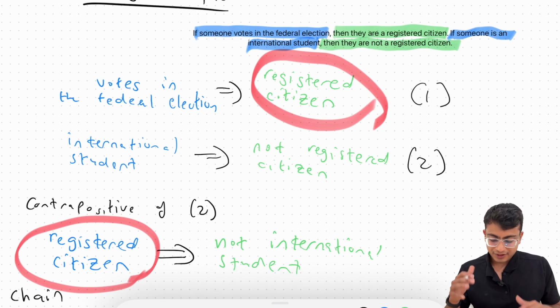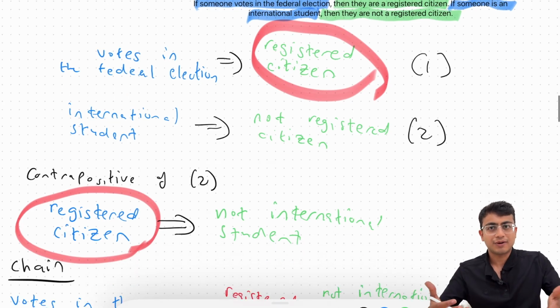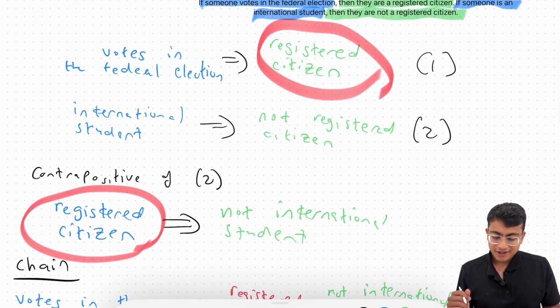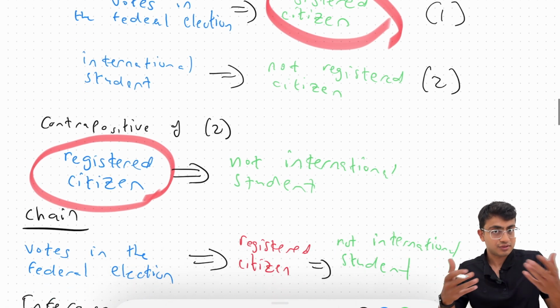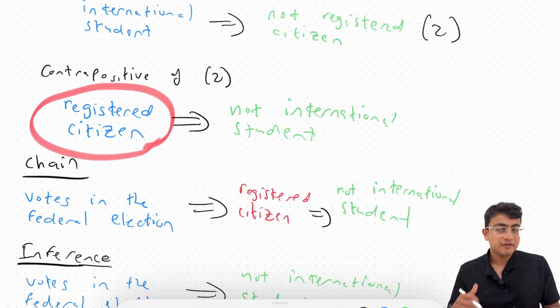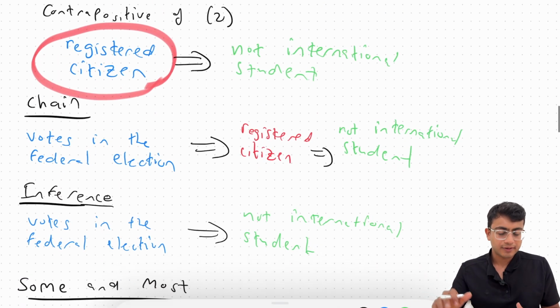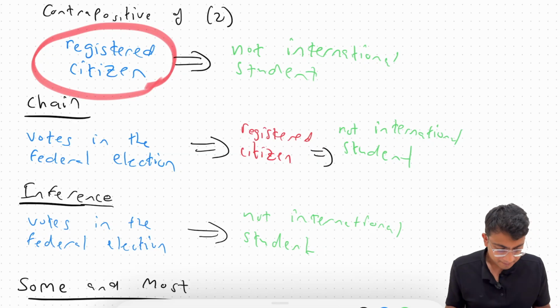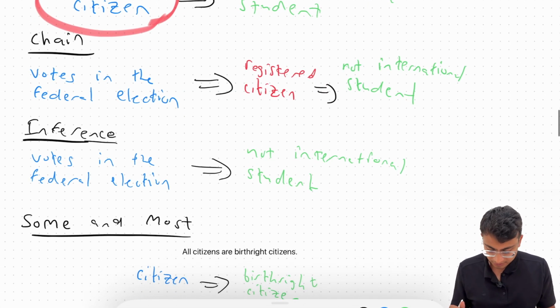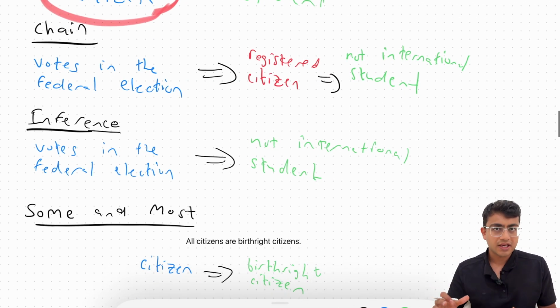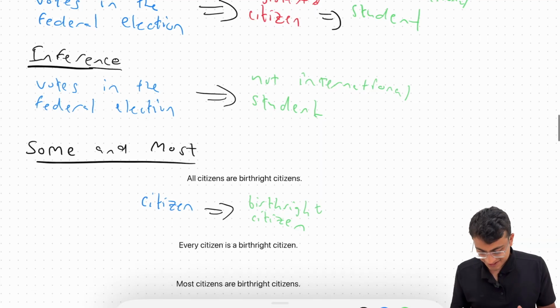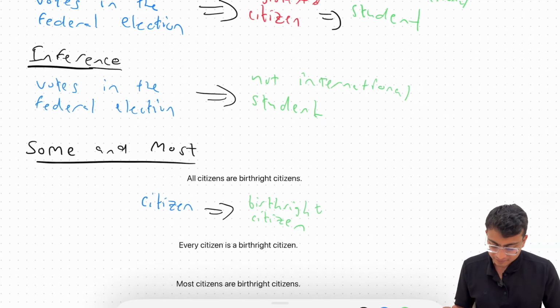And hopefully you guys now understand why I taught you the contrapositive in the first place, that it's going to be super useful to make these chains and to get inferences from it. And we'll be doing that time and time again on the LSAT. Okay, feel free to take a break now if you want, but next we'll be talking about diagramming 2 more fun words, some and most.